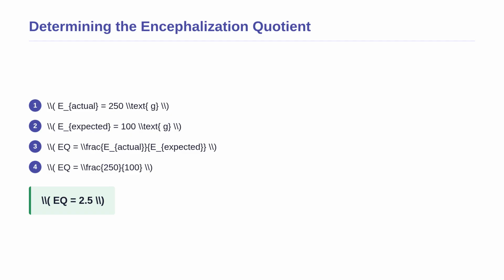Having established the baseline expected brain mass, let us take the next step and find the encephalization quotient. Let us assume biologists capture this mammal and measure its real brain mass, finding it to be 250 grams. We're asked to determine the EQ and interpret what it means. We use our EQ formula, which is the ratio of the actual brain mass to the expected brain mass. We place the actual measured mass of 250 grams in the numerator and the expected mass of 100 grams that we just calculated in the denominator.